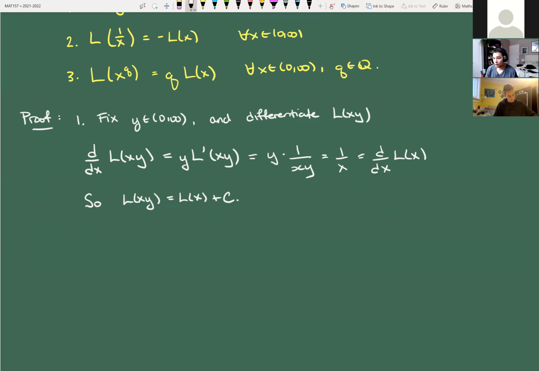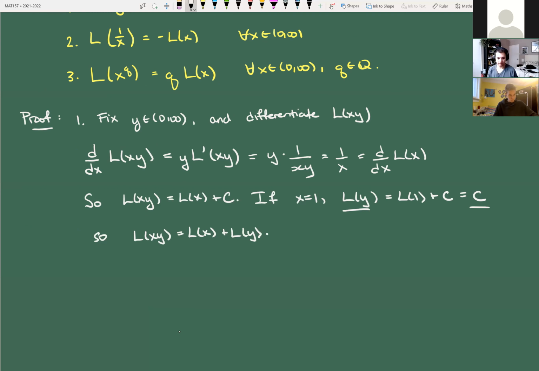Now, if we want to figure out what that constant is, we just choose a clever value of x. Let's say x is equal to 1. Then we get L of y is L of 1 plus c. But we said above L of 1 is 0. And there we go. The constant c is L of y. And we're done.